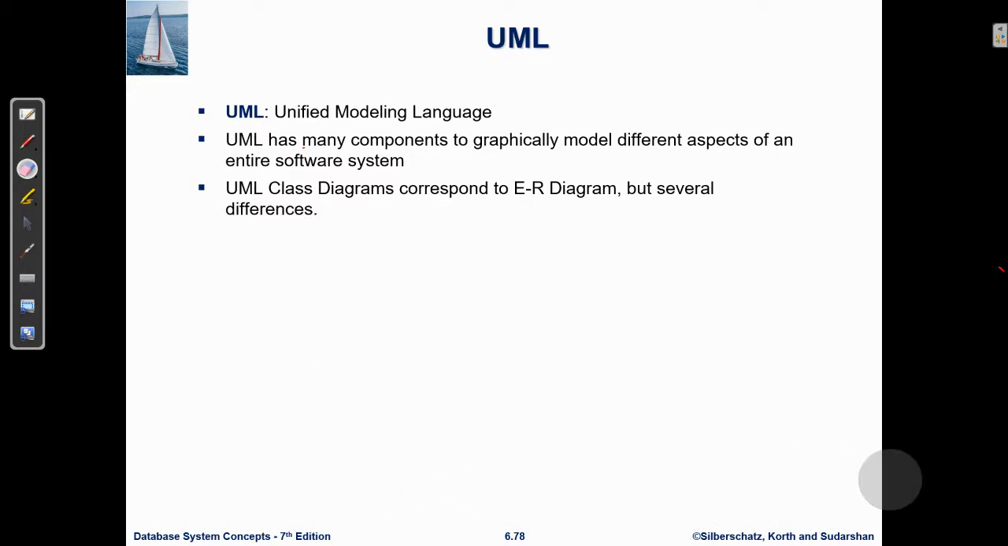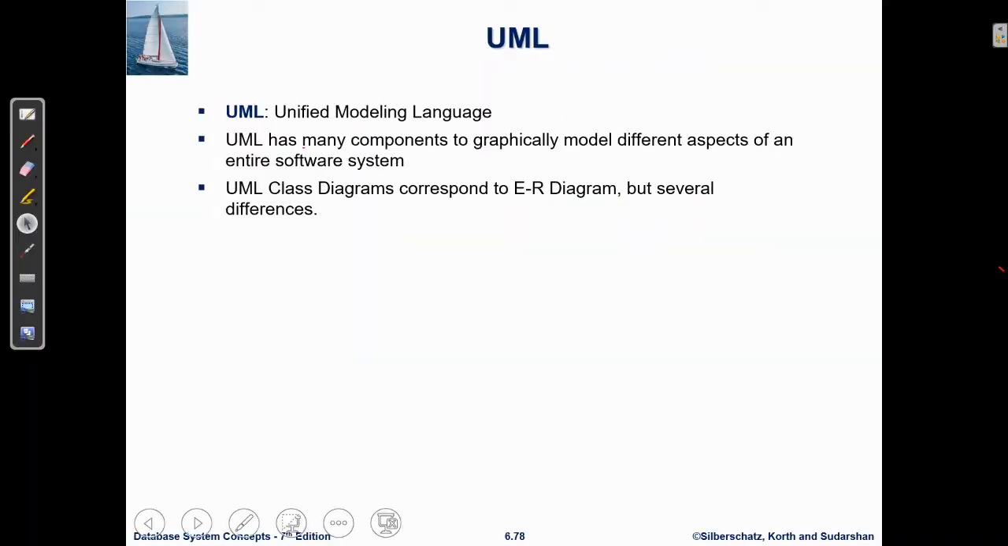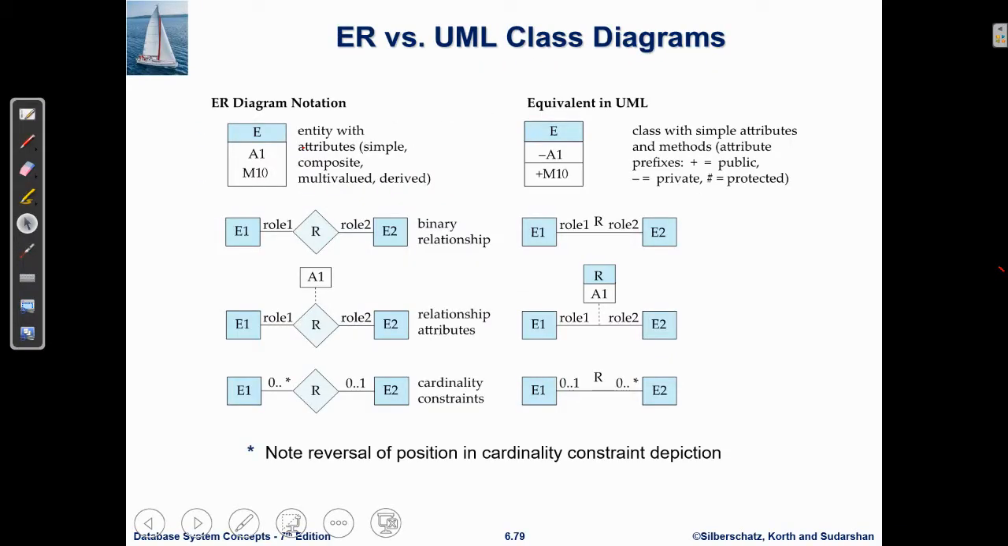I won't be able to explain it. This is not the time to explain the ER and UML right now, but just have a view, so that when we do the examples, we will come back to these diagrams. Can you see here, ER versus UML class diagram?